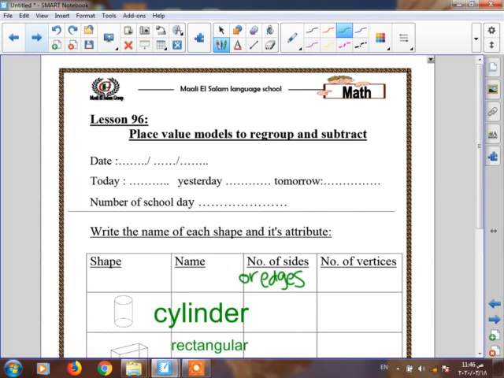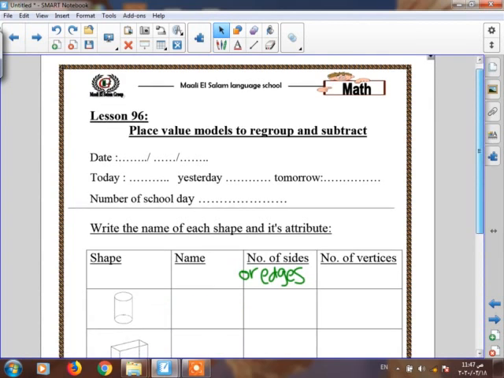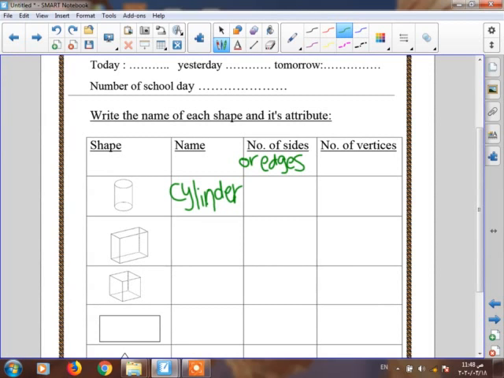The first shape I have in here, yes, the first one is cylinder. So here I will write cylinder. After this, I have to get the number of sides or edges. So the cylinder, Junior, as I told before, has no edges. So it's 0. After this, how many vertices? Yes, 0 vertices. The other shape is rectangular prism.